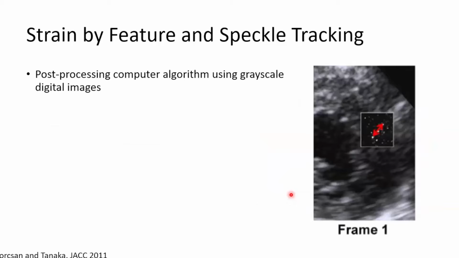Now, speckle tracking echocardiography can actually be conceptually quite simple, although the technical aspects are very complex. Conceptually it's simple, because all it means is that we're taking grayscale digital images, which are just the 2D echo images that you have acquired, and applying a computer algorithm to try to track the motion of these speckles.